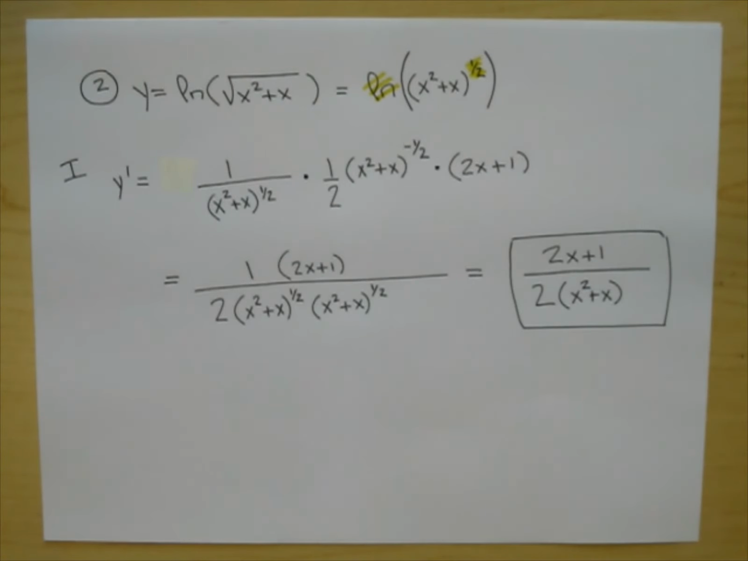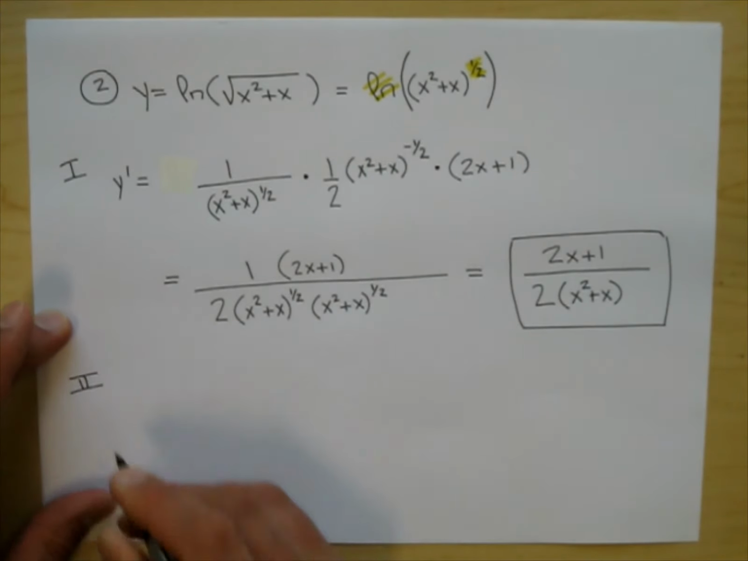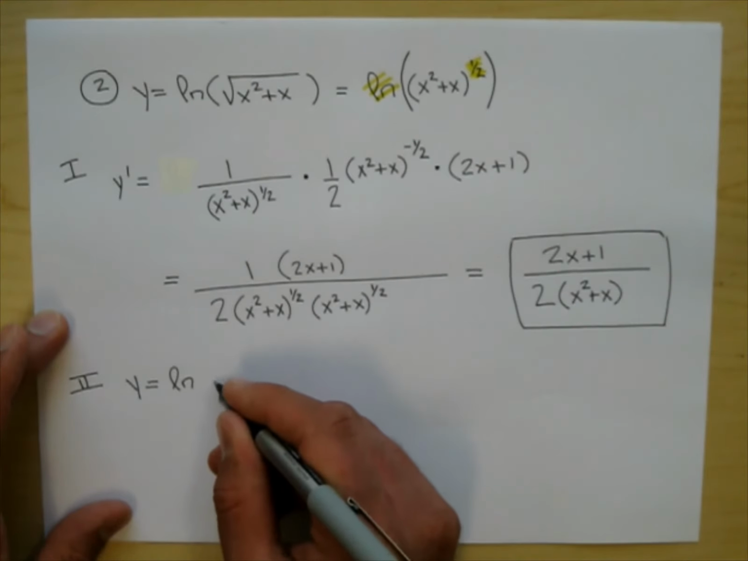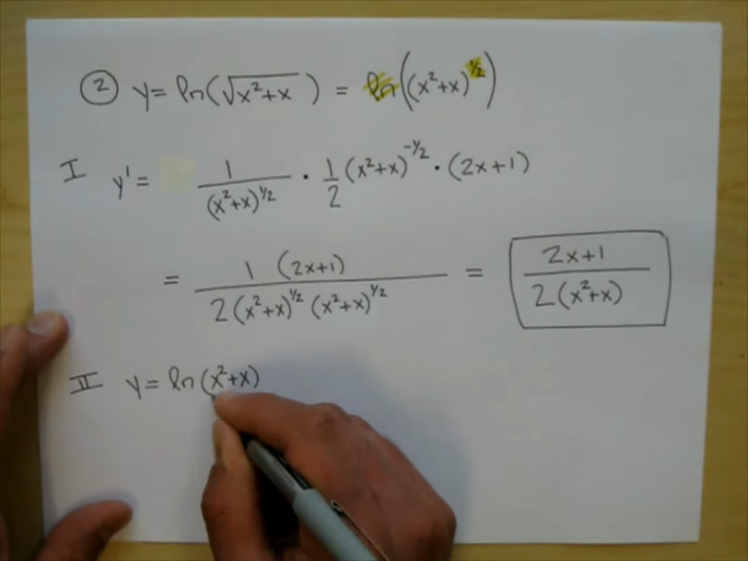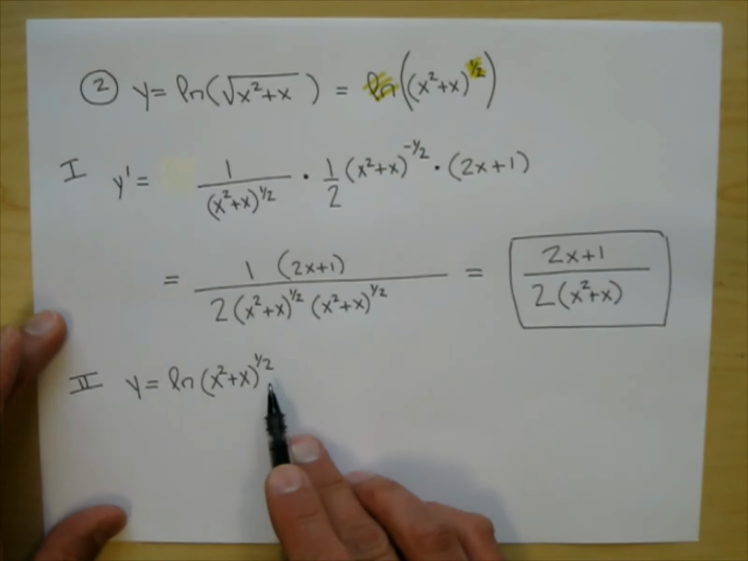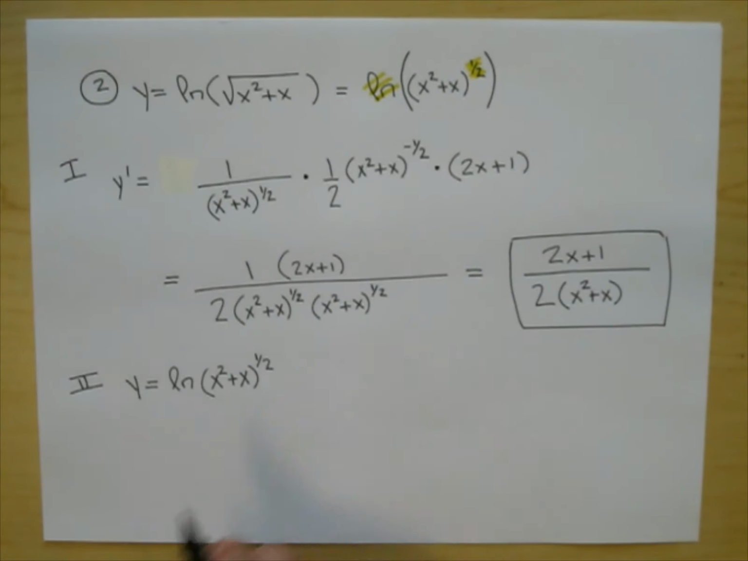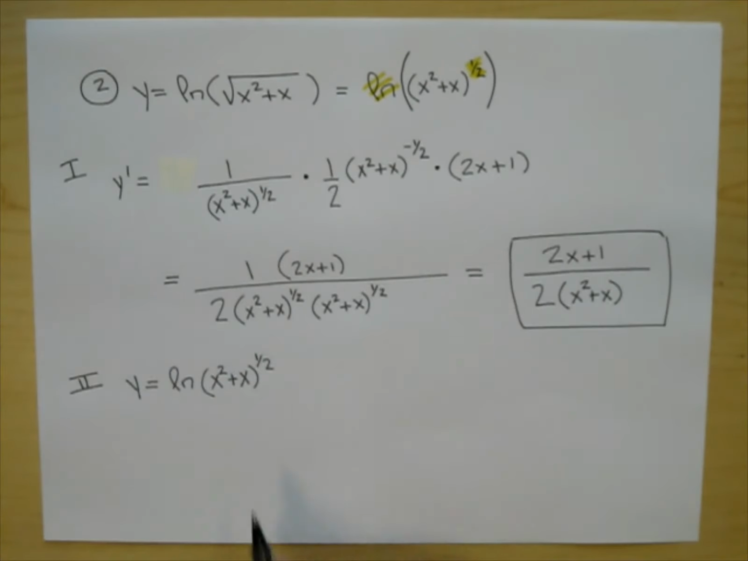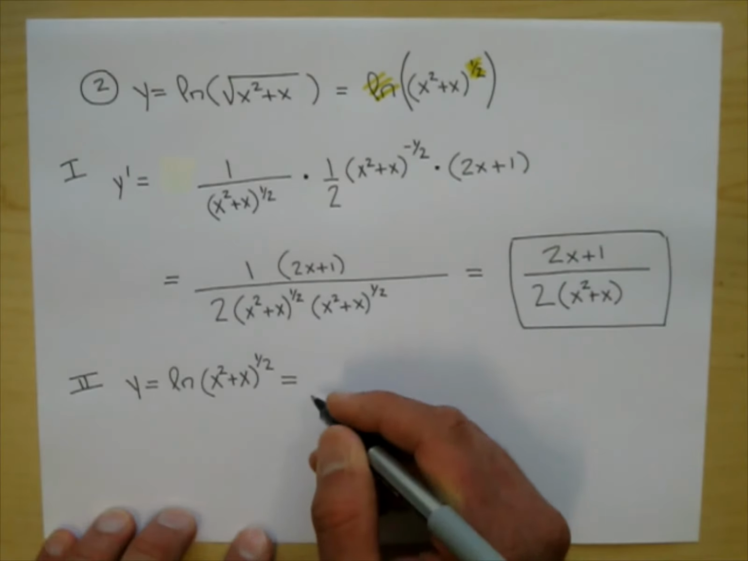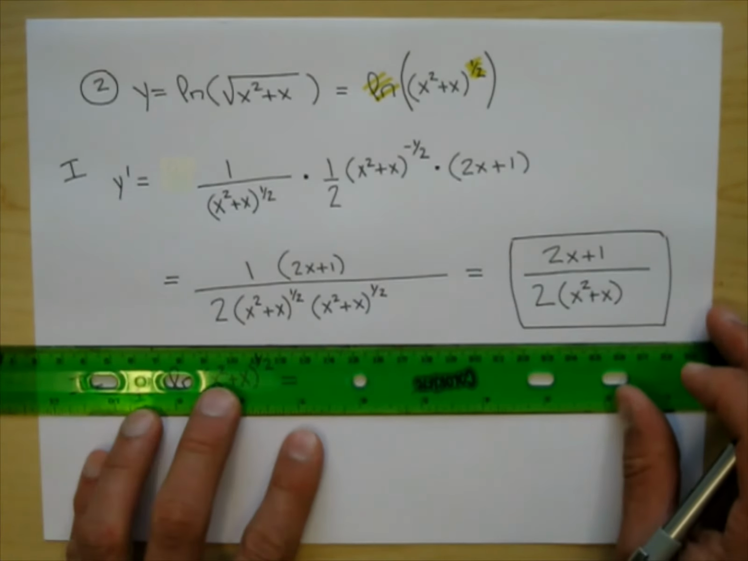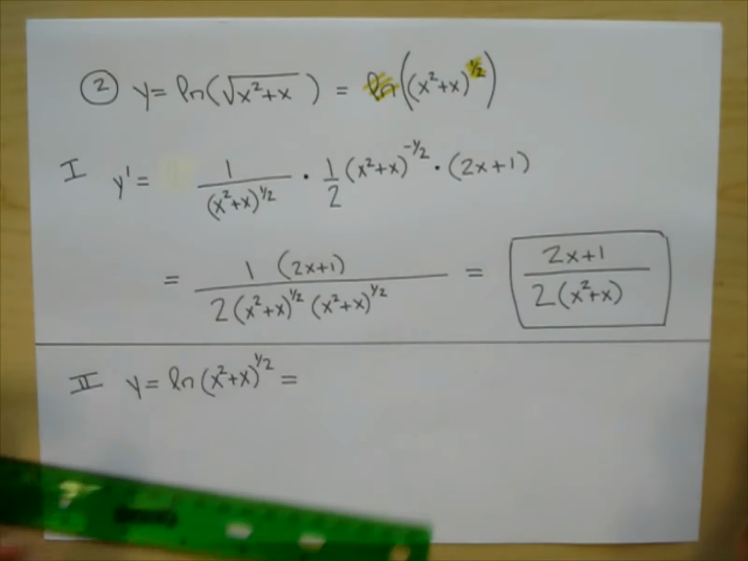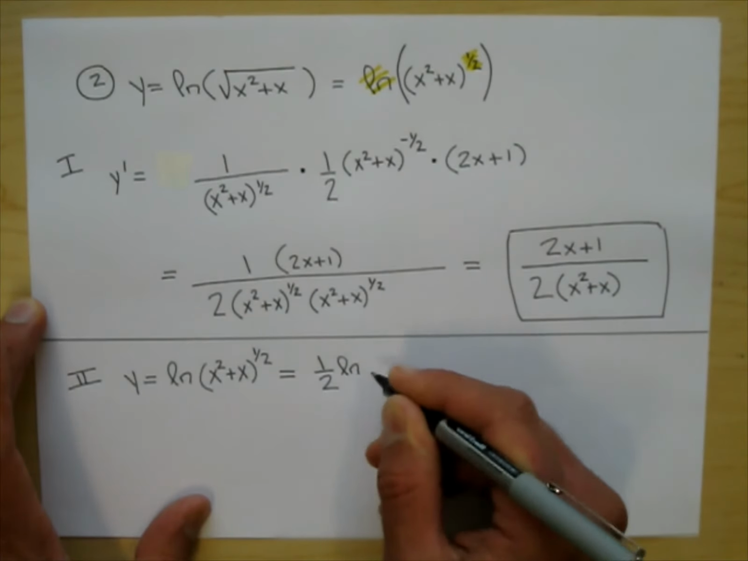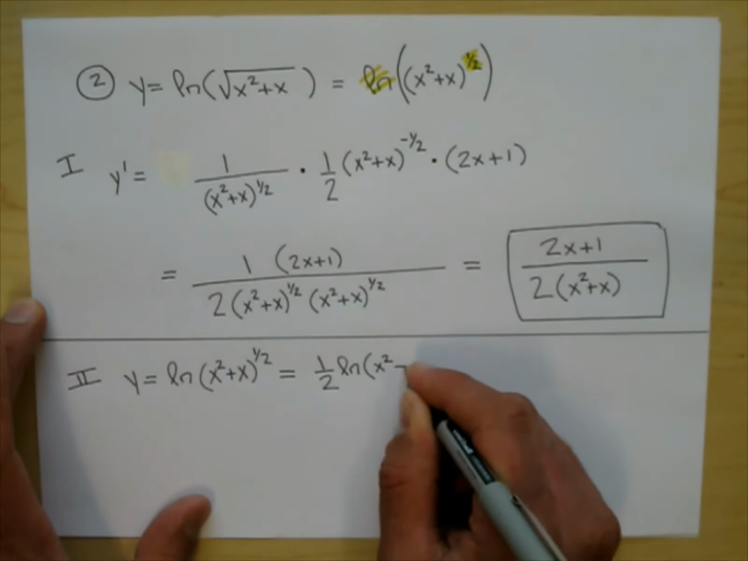Okay, let's go ahead and do this another way. So we're done with the problem, but I'm going to write out our original function. It says ln of x squared plus x to the 1/2. I'm going to use a property of logarithms, which is called the power rule of logarithms. It's property number 7. So you have a power, it can jump in front, and that's what's going to happen. I'm not taking any derivatives, I'm just rewriting the function as 1/2 ln of x squared plus x.